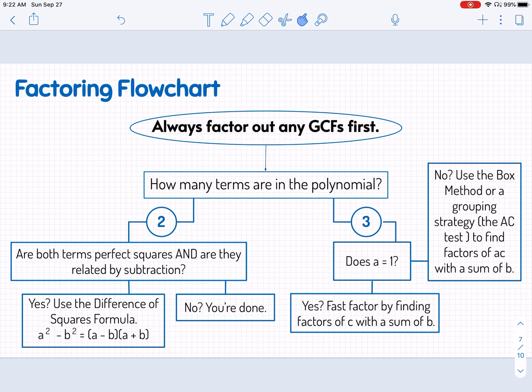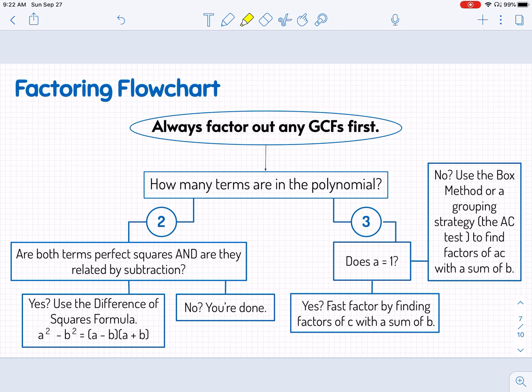So this is my handy dandy little flowchart. This flowchart will be extended on as the year goes on. Right now we're just talking about quadratics, polynomials with the highest degree of 2. But we're going to talk about other polynomials with higher degrees as the year goes on.